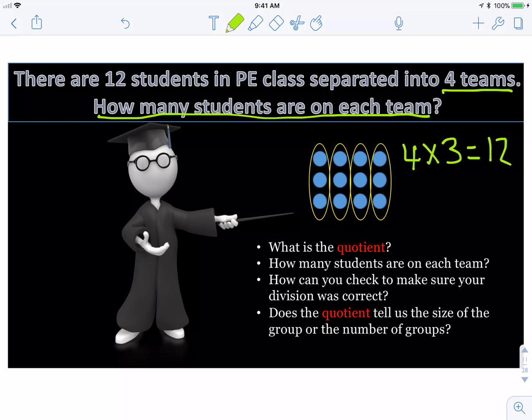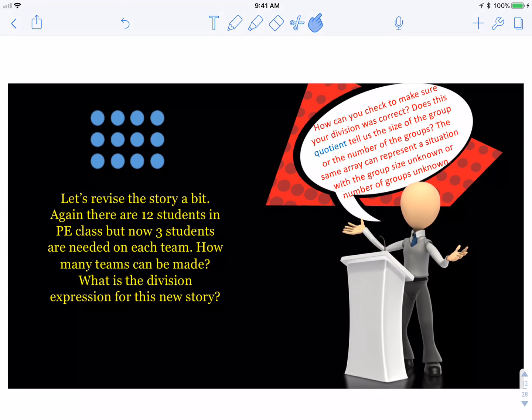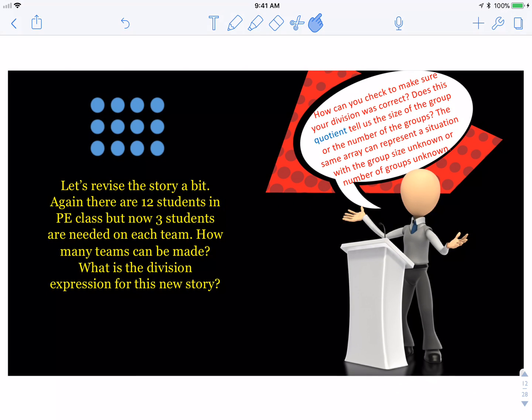So 12, this is a division statement. 12 divided by 4 equals 3, because I'm going to divide it by 4 teams. That would give me 3 kids in each team. Okay, how can you check to make sure your division was correct? Does this quotient tell us the size of the group or the number of the group?